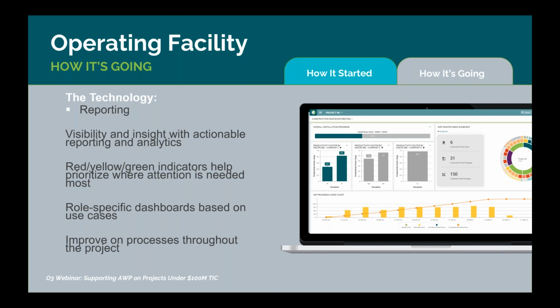Throughout the projects and the work packages lifecycle, O3 provides visibility and insight with actionable reporting and analytics. Default dashboards for specific roles allow individual users to track their work and also identify potential issues. Manager level dashboards track progress and trends for visibility into project health and help the team improve on process throughout. So basically the process can be improved throughout the project lifecycle.